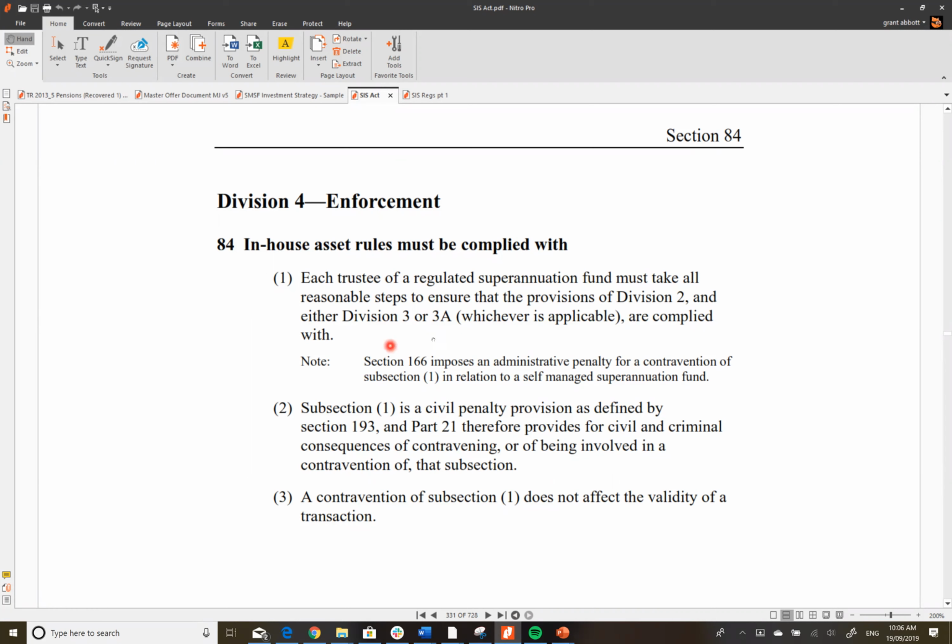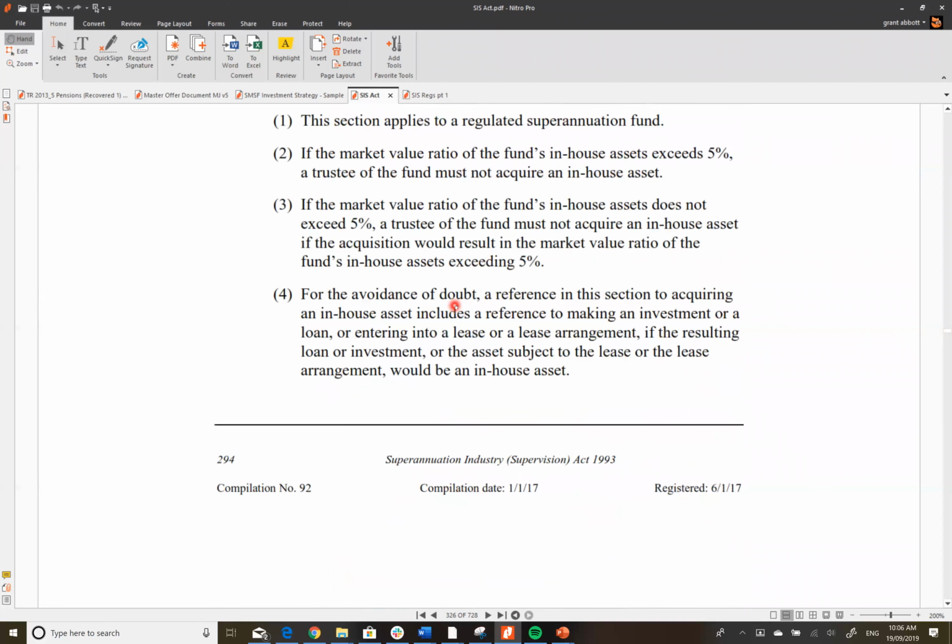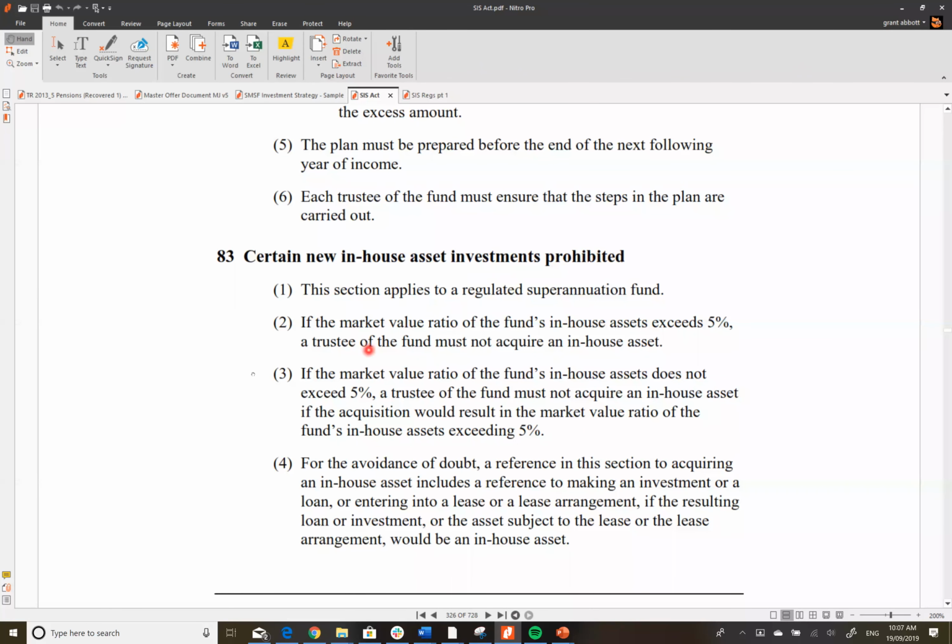So if we then go down, there are actually two sections that are relevant here, and I raise this mainly for a 1322C issue. The first one is under Section 83, which we will get to. This section applies to a regulated super fund. So there's two, Section 82 and 83. If the market value ratio of the fund's in-house assets exceeds 5%, a trustee of the fund must not acquire an in-house asset.